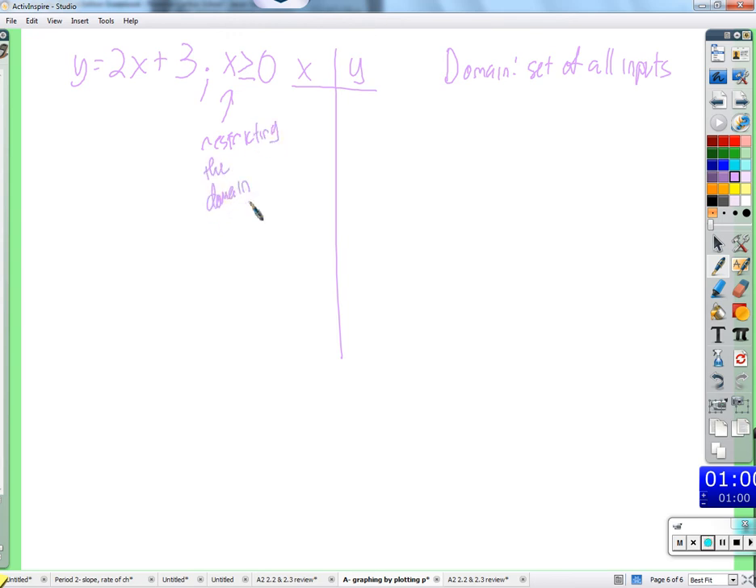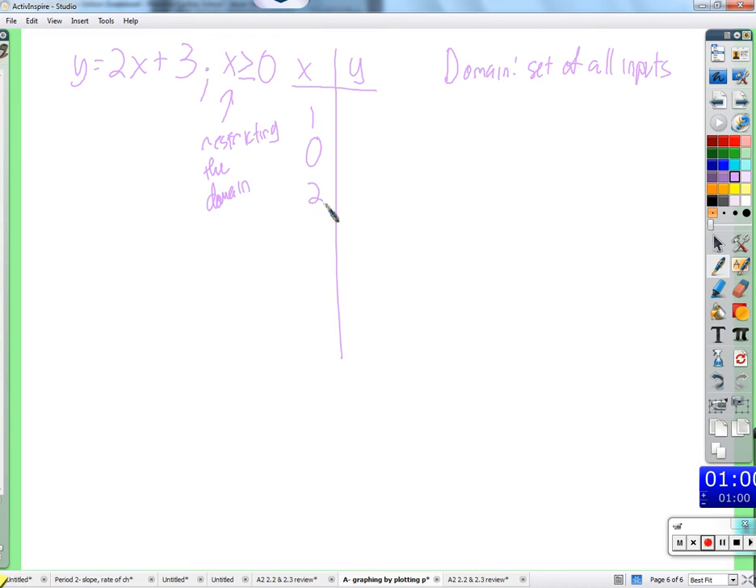Restricting the domain. Then changing what values you can plug in. Changing the x values. So now that I've changed that and I've said we can only basically use positive numbers, what would be something easy to plug in for x? One. What would be easier still to plug in for x? Zero, because it is allowed, it can be equal to zero.